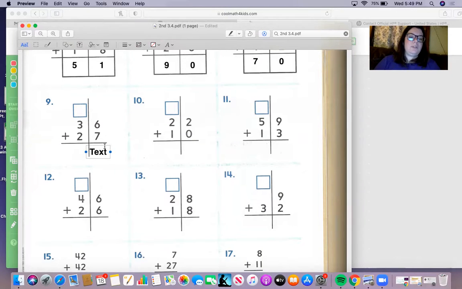You added your units first. 6 plus 7 is 13. That means we have 3 units and 1 ten. 1 plus 3 is 4. 4 plus 2 is 6. So your answer is 63. Pat yourself on the back if that's what you got.